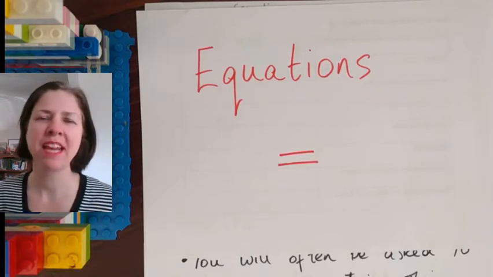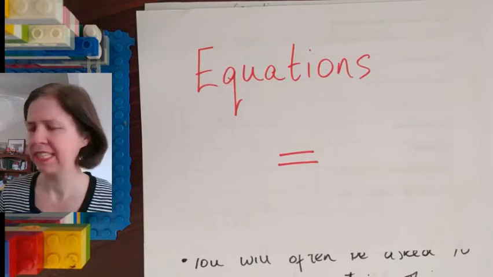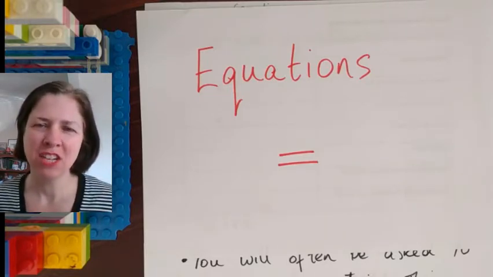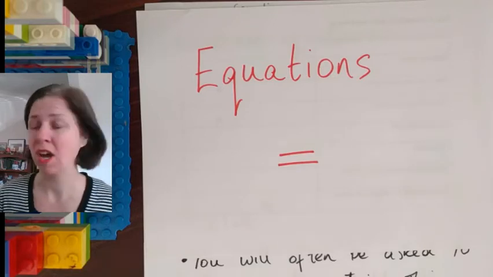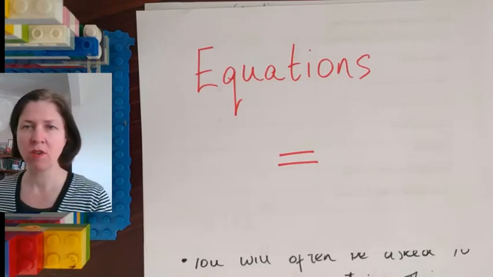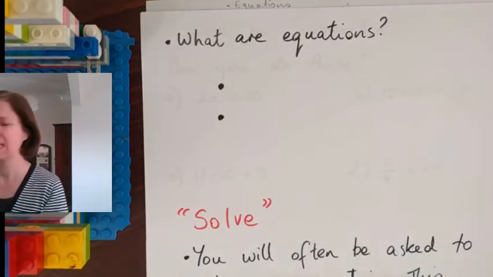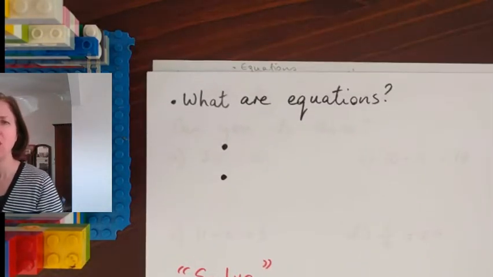Today we're learning about equations. So what you can see there is the word equations with an equal sign underneath it. That shows us how important the equal sign is to equations. So our first question then is, what are equations? So let's have a go at answering that, okay?